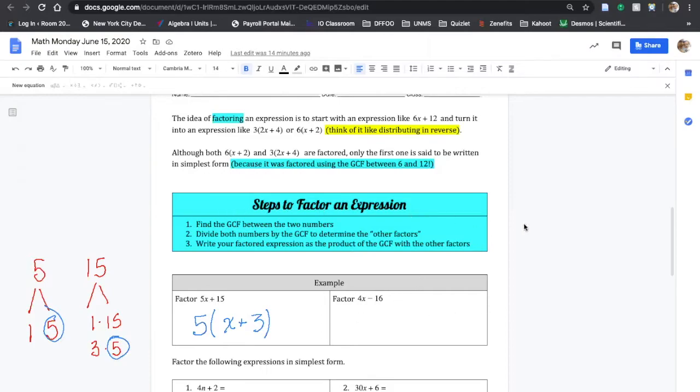I have 4x minus 16. So let's start with what are the factors of 4, right? 4, I could say 1 times 4. I could say 2 times 2. 16 is going to have a few more. So I could say 1 times 16. I could say 2 times 8. Or I could say 4 times 4. Those are all my factors of 16.